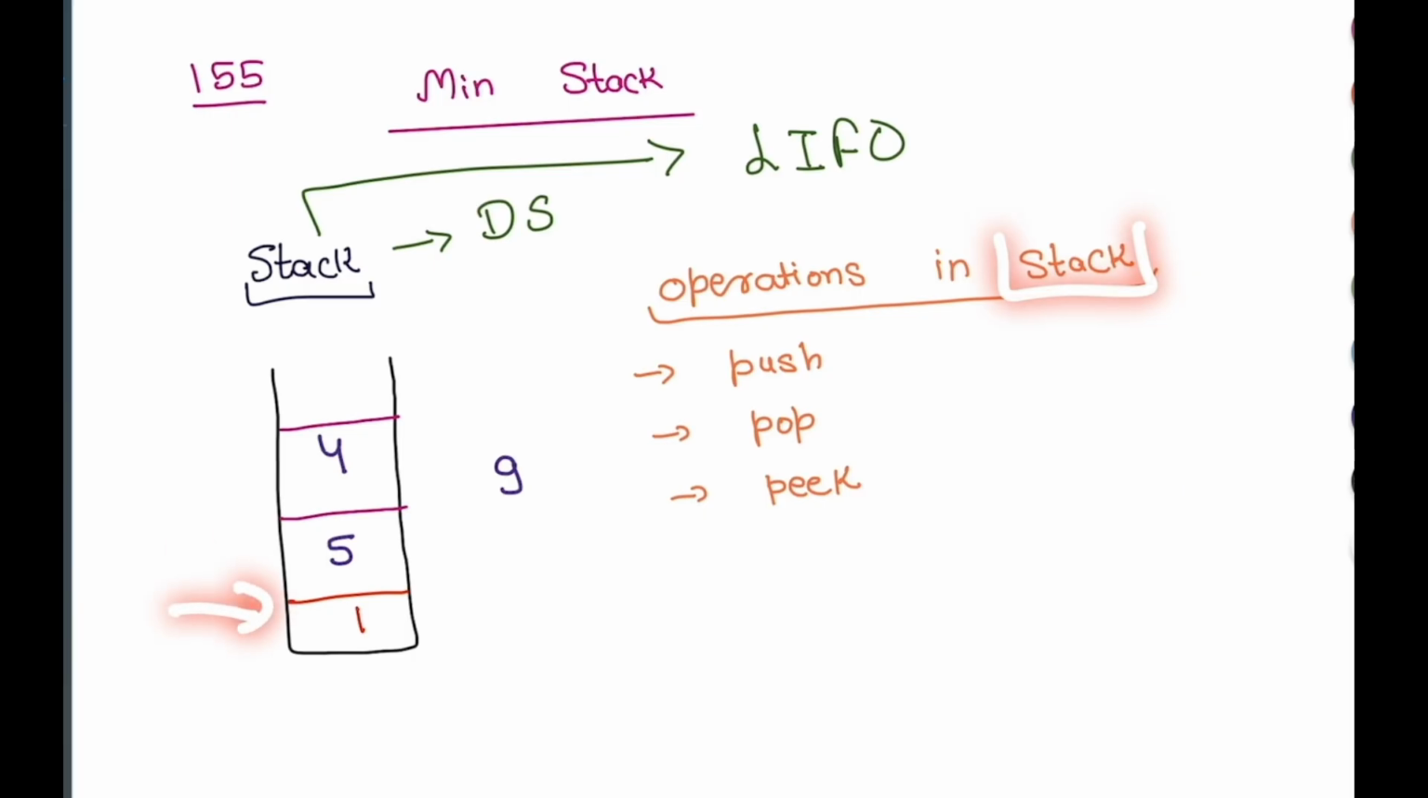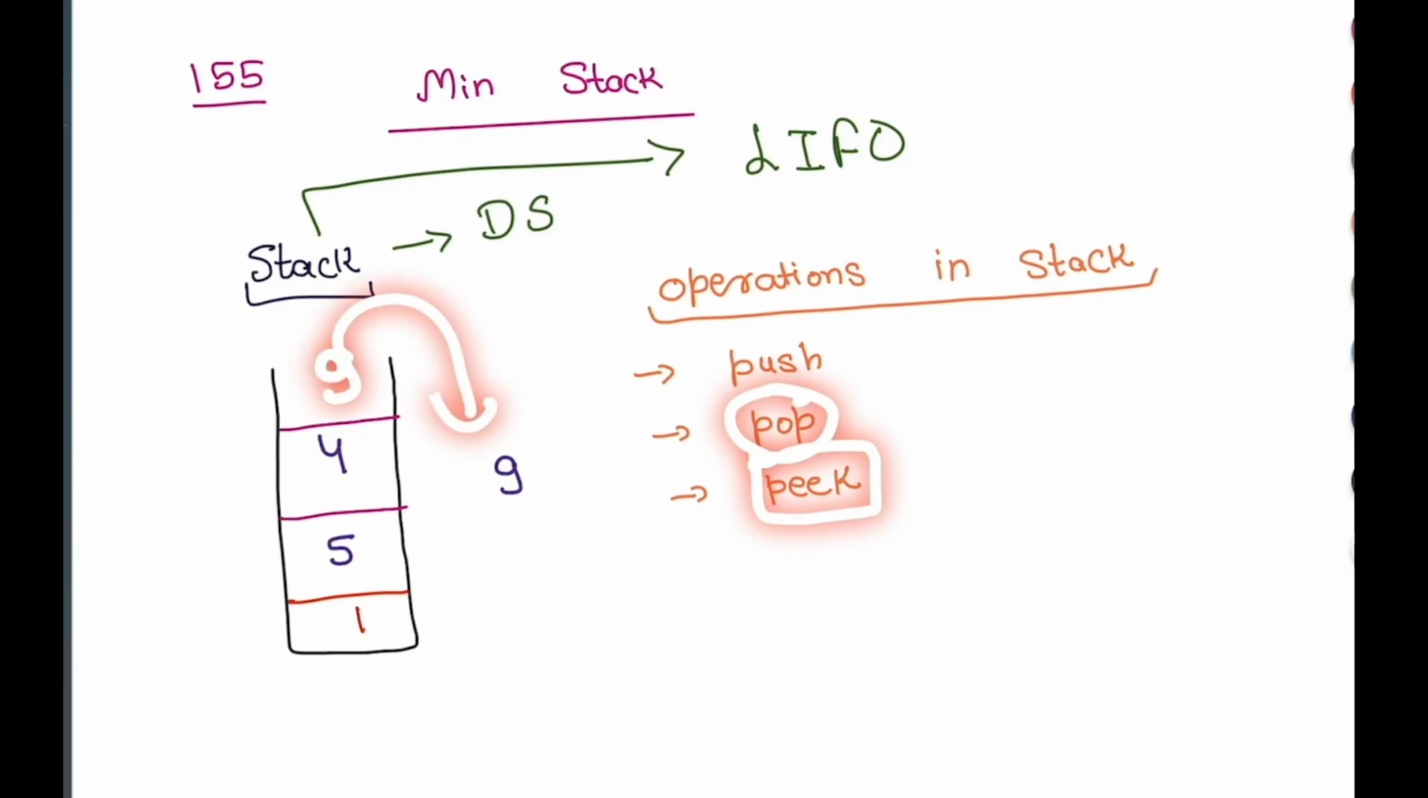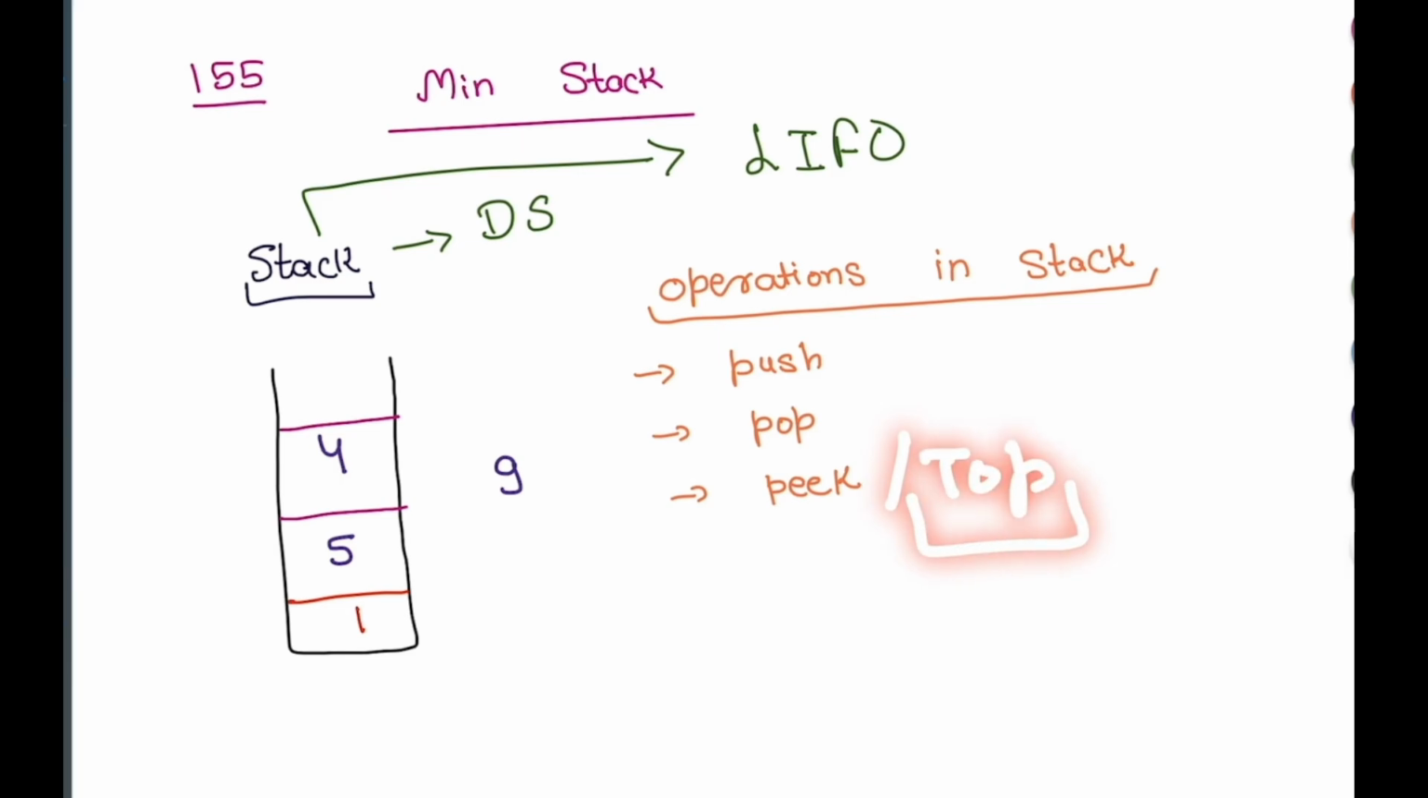You keep inserting your data one over each other, but when you want to fetch that particular data, you can start fetching the data from the top. You cannot even see this 5, cannot even see this 1 until you see 4 and you remove 4, then you will be able to see 5. So that's the peek operation. We saw the pop operation which removed the 9. Now there is the peek operation which is going to help us see what's at the top of the data, or what is at the top of the stack. So these are the three standard features in the stack.